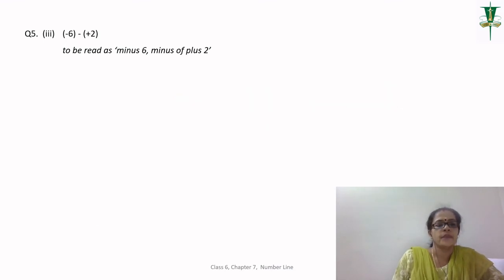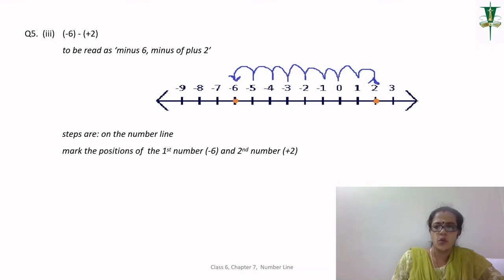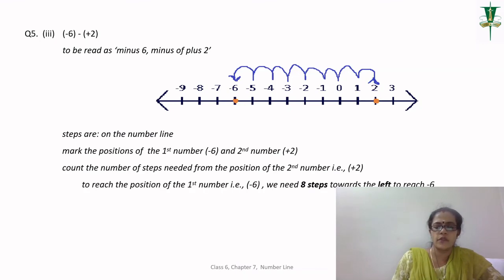Let me just take up another sum, so I think you will be able to understand it better. Let's take up minus 6 minus of plus 2. Create your number line. Highlight the given numbers as per the question. First number given is minus 6 and second number is plus 2. Now you have to count the number of steps to go from the second number to the first. Second number as per the question is plus 2.